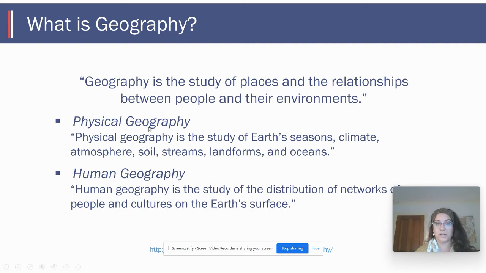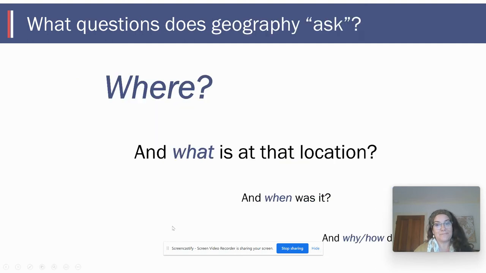When we teach physical geography, and I also teach physical geography as well as environmental geography, we get to learn about how the natural world works and functions: the atmosphere, soil, streams, landforms, anything climate has to do with. And then how it interrelates with human geography as well. I can't say enough about geography.